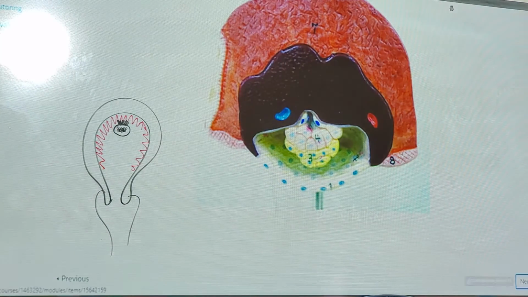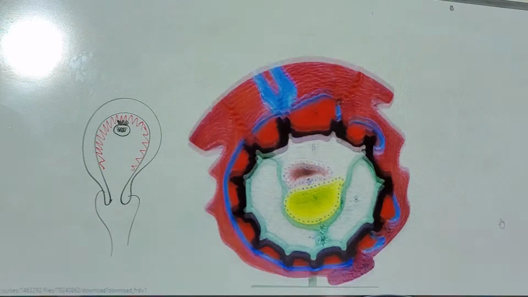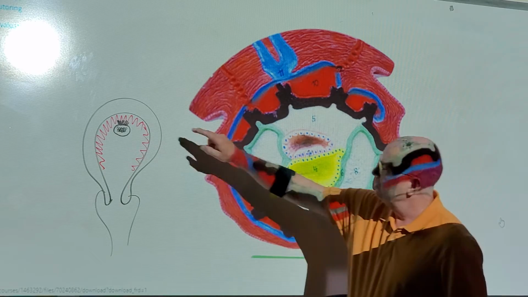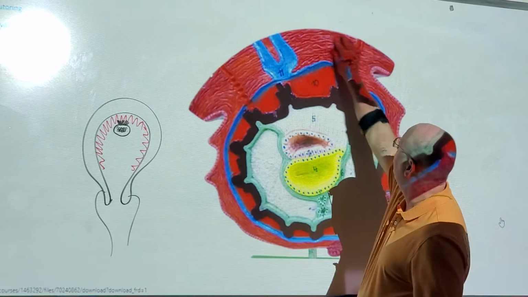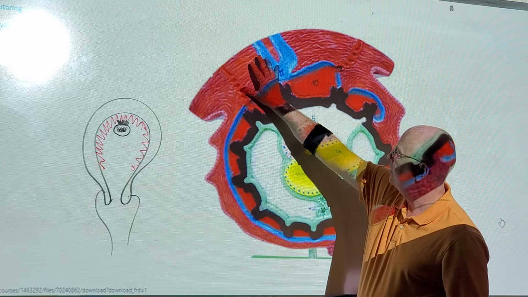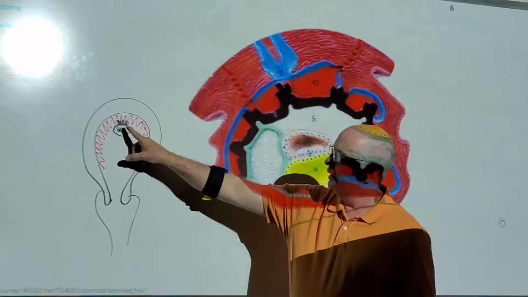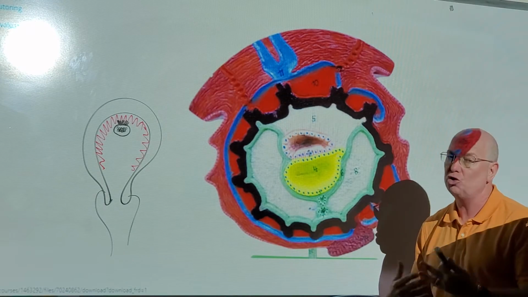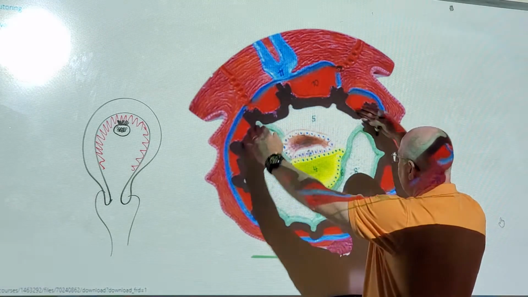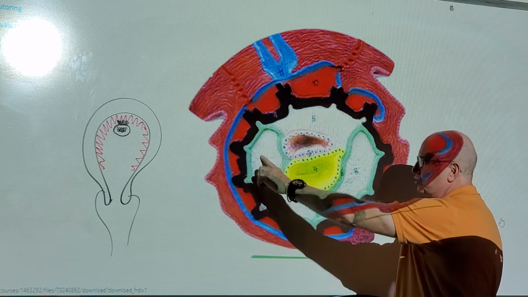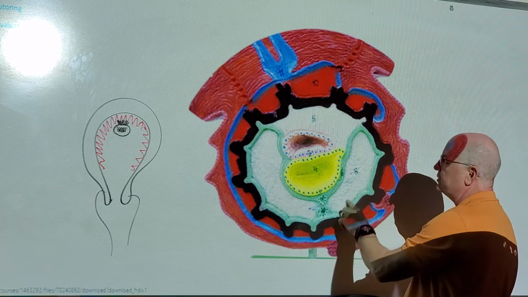Now, this is the next level of development. And so this uterine wall is still here. These are the maternal arteries and veins. The syncytial trophoblast morphs into a thing that is now called the chorion, and it kind of completely encapsulates the developing embryo in here. This is still that extraembryonic coelom or blastocele.